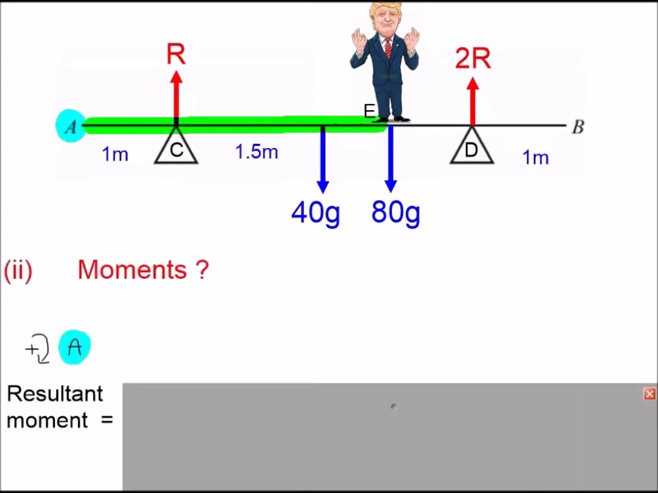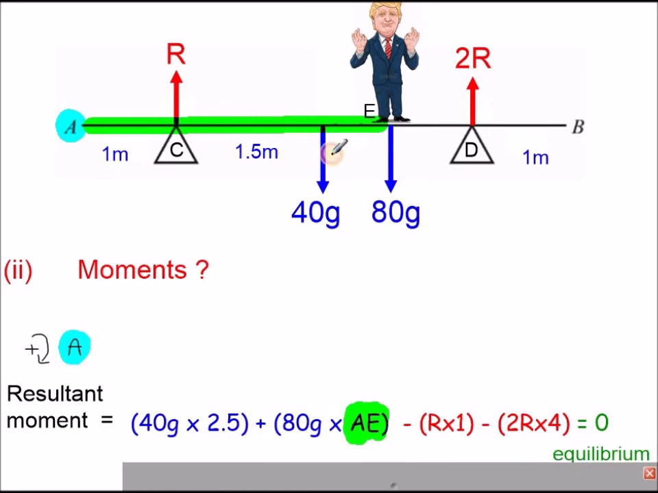Now taking moments about point A, and the clockwise direction is taken as positive. So we have 40G times 2.5, the perpendicular distance, and this force is pointing downwards, and about point A that would produce a clockwise rotation, so it's positive. And then we have 80G, and again that's pointing downwards, and the distance A to E is unknown, so we have a positive moment.